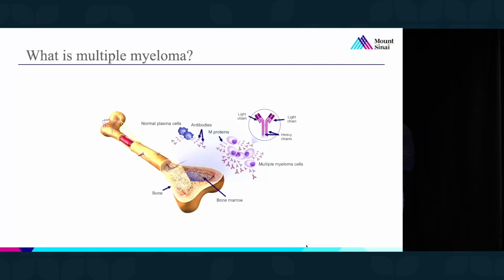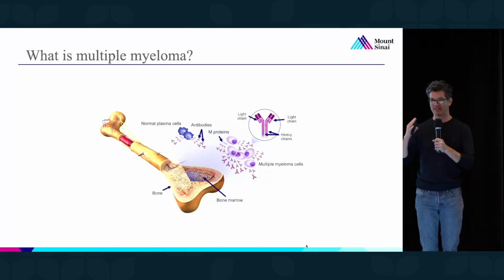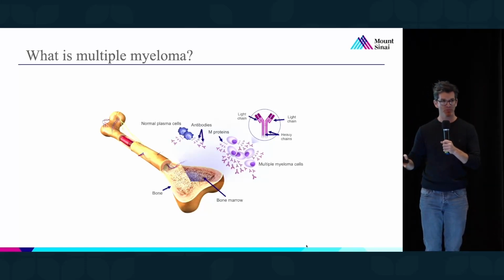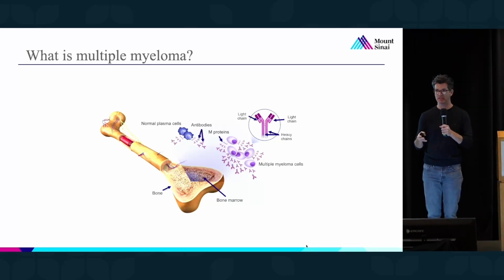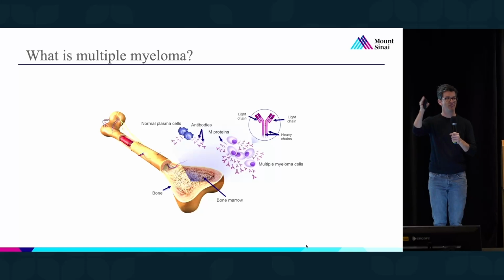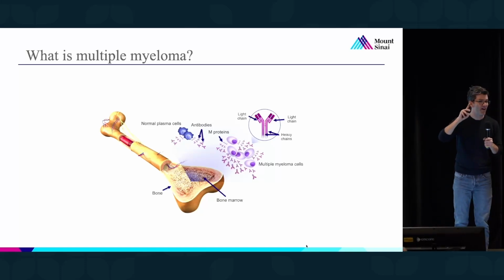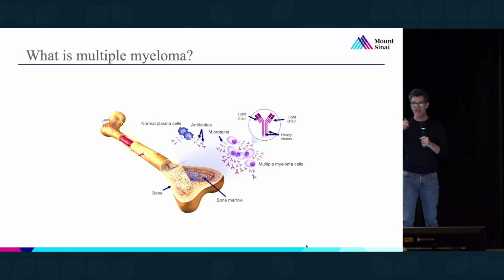So let's go back to what is myeloma. Myeloma is a cancer of the blood. We know it's caused by abnormal plasma cells. But do you know what a healthy plasma cell does in our body? Anybody? Want to just shout it out? Fights infections, right?